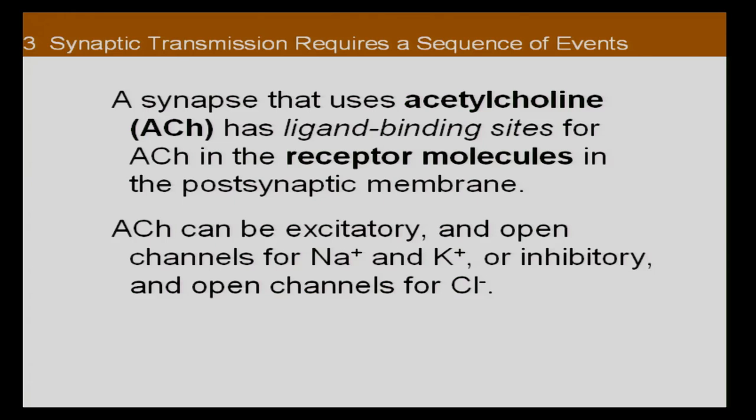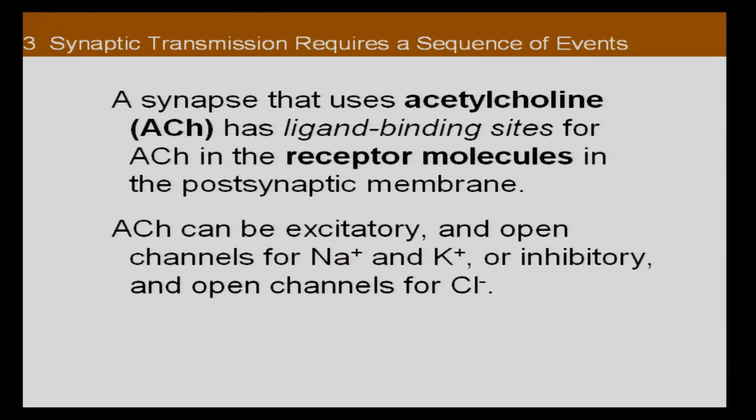Okay. So now let's go back to a synapse and get specific about what exactly is being released. A common neurotransmitter that's in those synaptic vesicles, and that fuses with the presynaptic membrane when the action potential reaches the presynaptic terminal, is acetylcholine, that same transmitter that Otto Loewi discovered using his beating heart experiment. Acetylcholine is abbreviated ACh. Acetylcholine has ligand binding sites in the receptor molecules in the postsynaptic membrane. So these receptors have particular slots where the key, the acetylcholine, sits and activates the receptor.